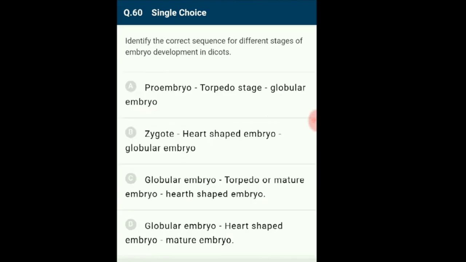Question number 60. Identify the correct sequence for different stages of embryo development in dicots. Most zygotes divide only after a certain amount of endosperm is formed. During the development of embryo, zygote is divided to form 2 unequal cells which further divide to form proembryo, and subsequently globular, heart-shaped and mature embryo formation takes place. So the answer for this question is option D. Globular embryo, heart-shaped embryo, mature embryo.